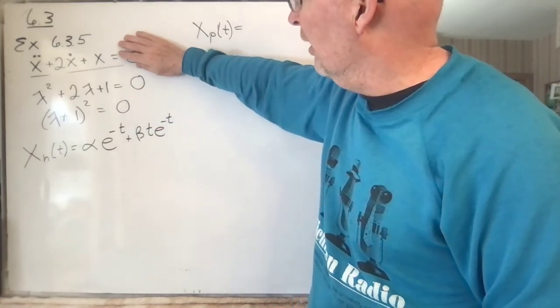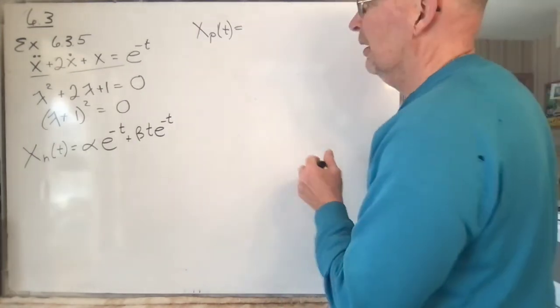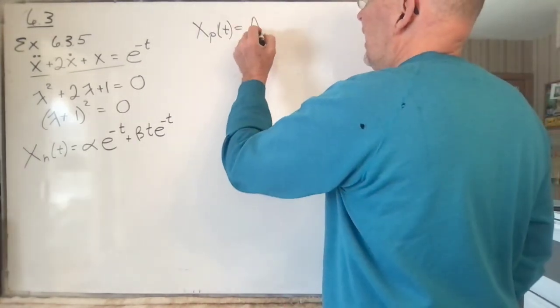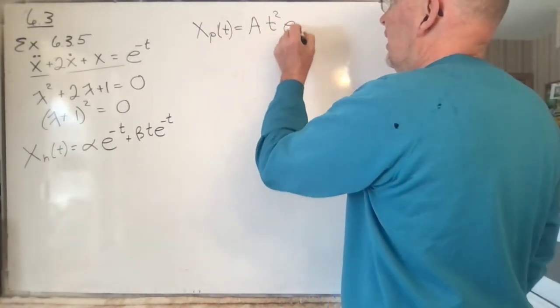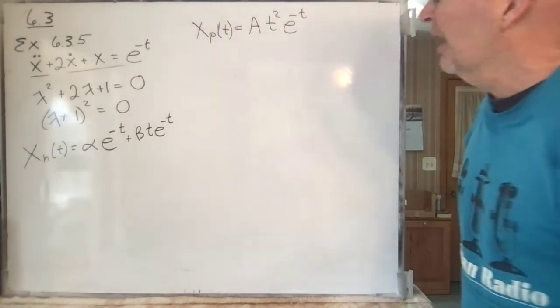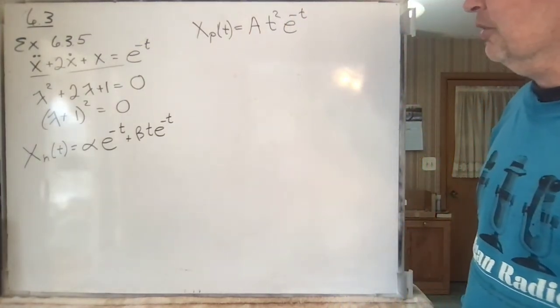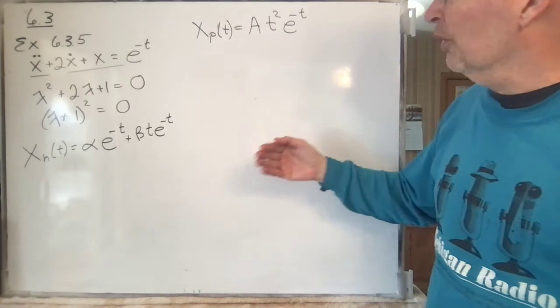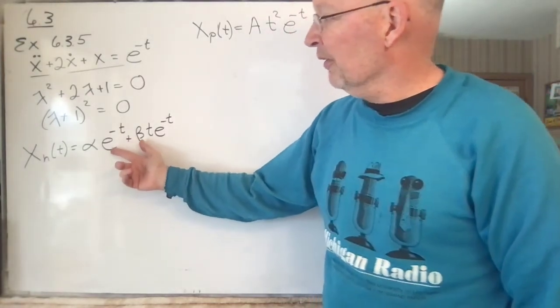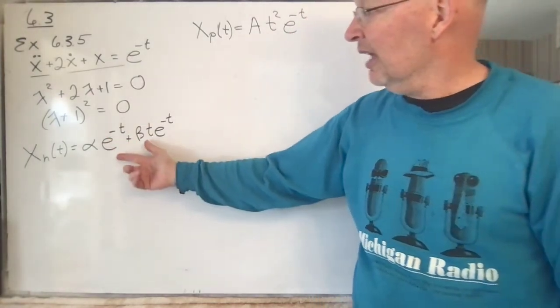So what do we do? Well, you just jump to the next highest power. So let's say capital A t squared e to the negative t. And so that's what you do. You just go as high as you need to in order to not be part of the homogeneous solution. So it's kind of a simple idea.